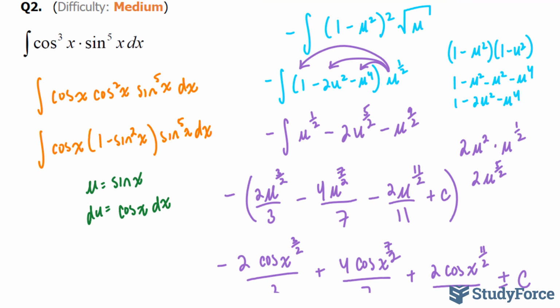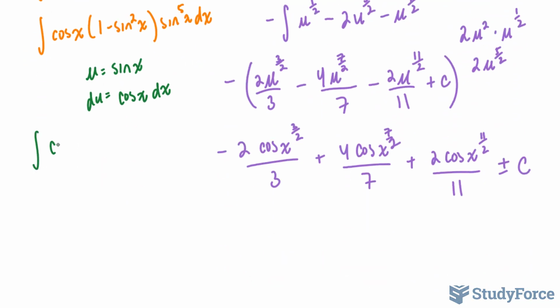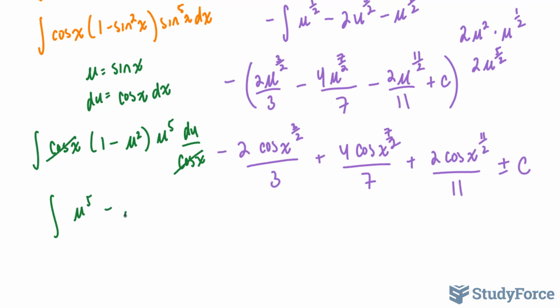So I'm going to replace these with u's and that dx with something else, where I have the integral of cosine x, 1 minus u to the power of 2 u to the power of 5, and my dx is du over cosine x. This cancels out, and you're left with the integral of u to the power of 5 minus u to the power of 7. We're adding 2 and the 5 together, du.